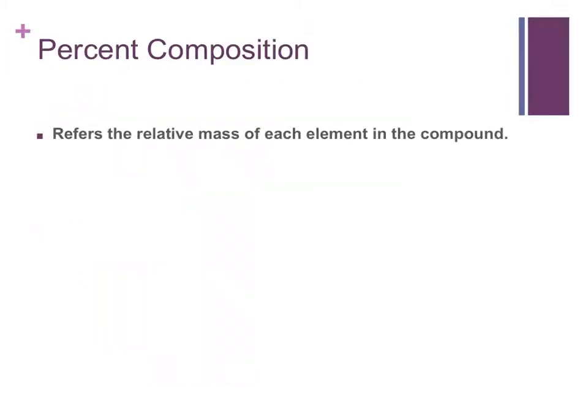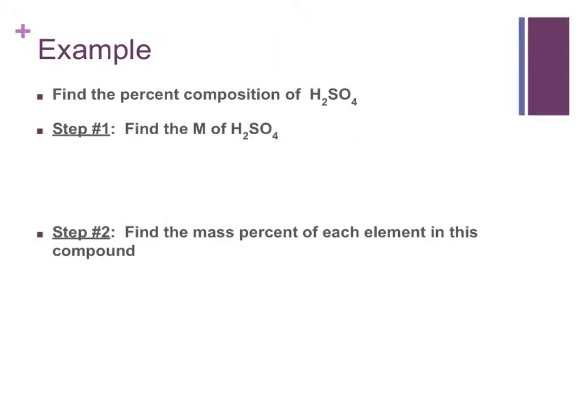A percent composition just takes the mass percent one step further and refers to the relative mass of each element in the compound. Let's take a look at another example. In this example, we want to find the percent composition of H2SO4. Again, what we're going to do is find the molar mass of our compound, H2SO4.